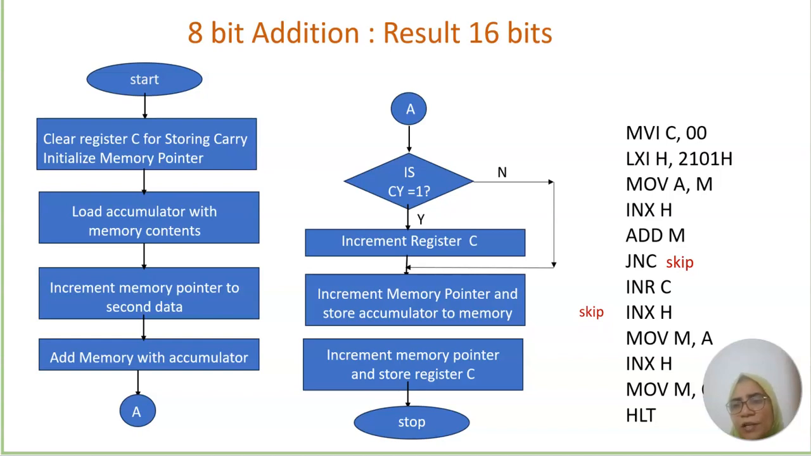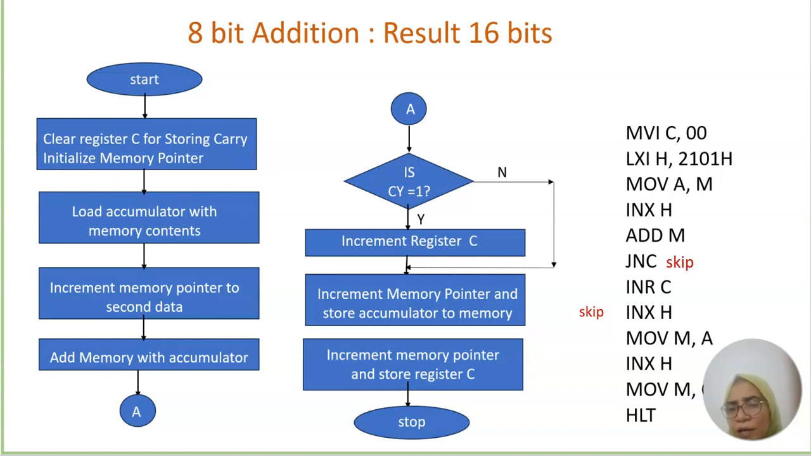INX H. Then addition can be performed using the instruction ADD M, and after ADD M, the result will be there in the accumulator itself. That is, M plus A, and the result will be in the accumulator. Then if there is a carry, we have to increment the register C. Otherwise, this step is to be skipped and we increment the HL pair.